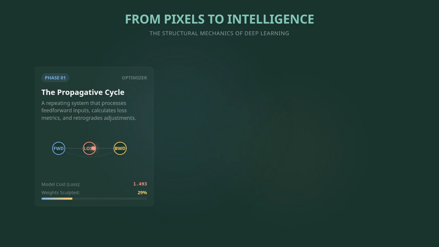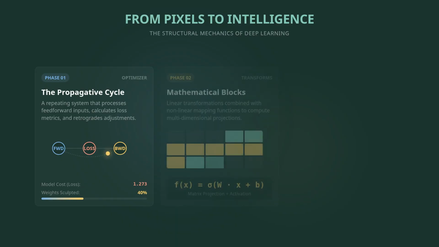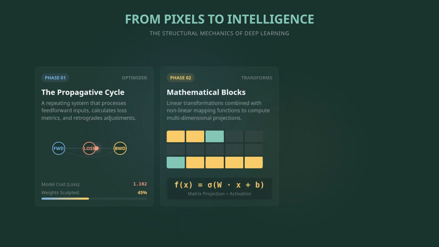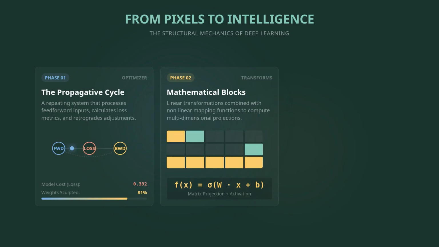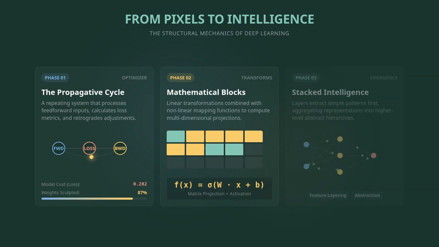This basic mechanism of matrix multiplication, nonlinear activations, and gradient descent is the exact same engine that powers today's most advanced artificial intelligence, from autonomous driving systems to massive large language models containing hundreds of billions of parameters. By stacking simple mathematical blocks, we have engineered a system capable of discovering complex patterns in a chaotic world.